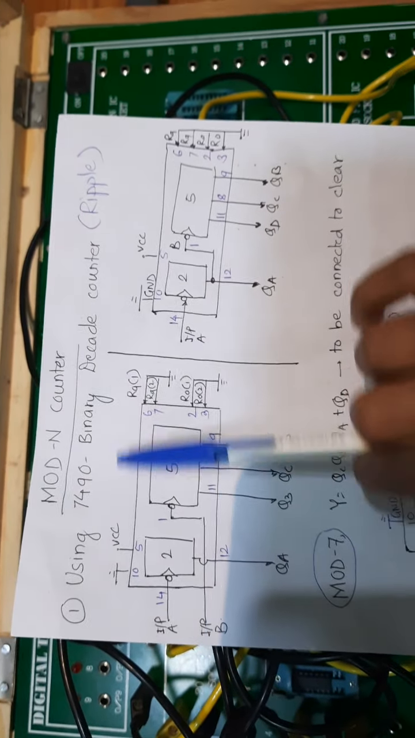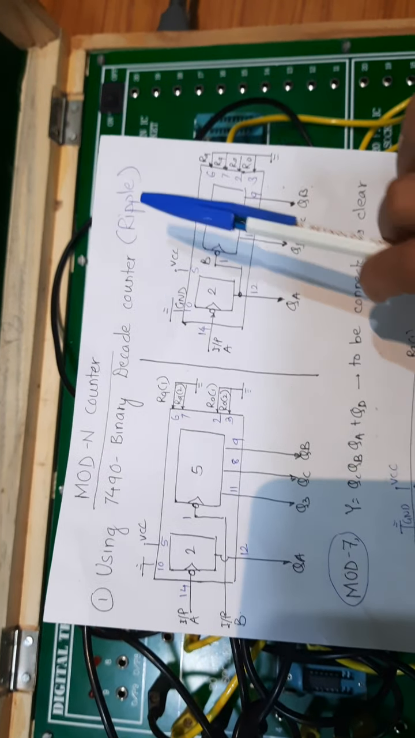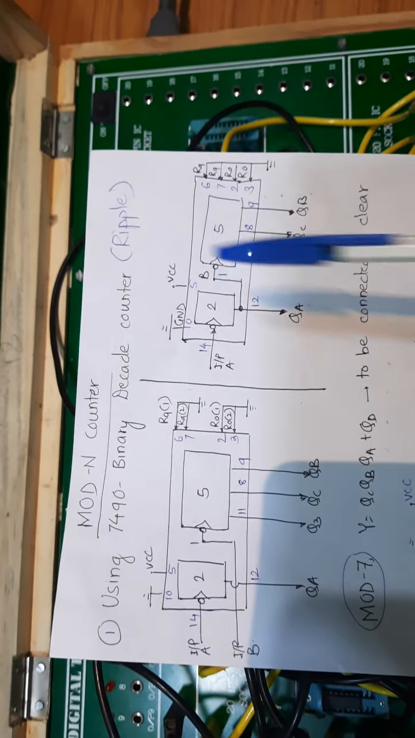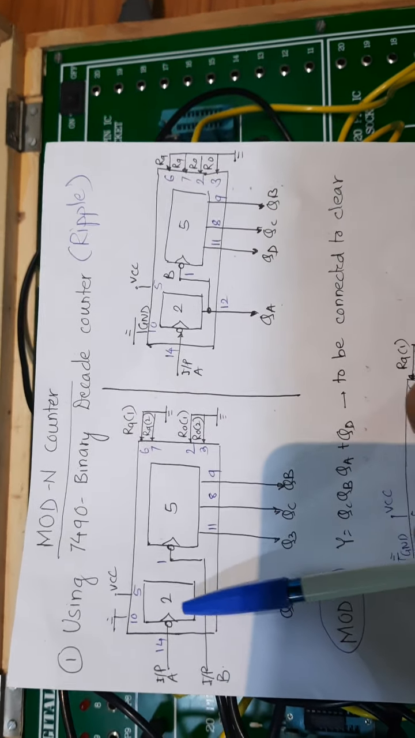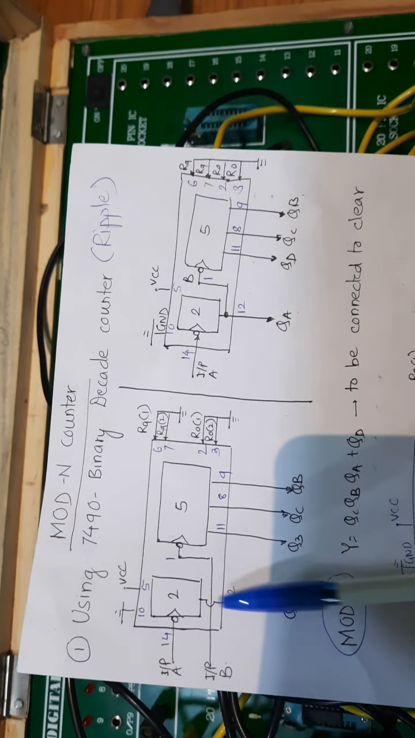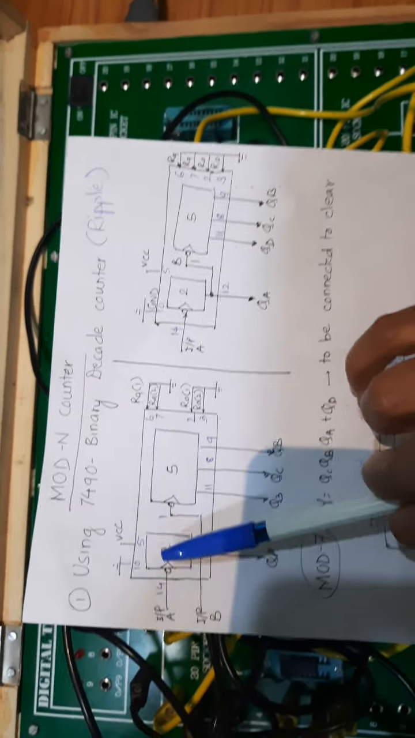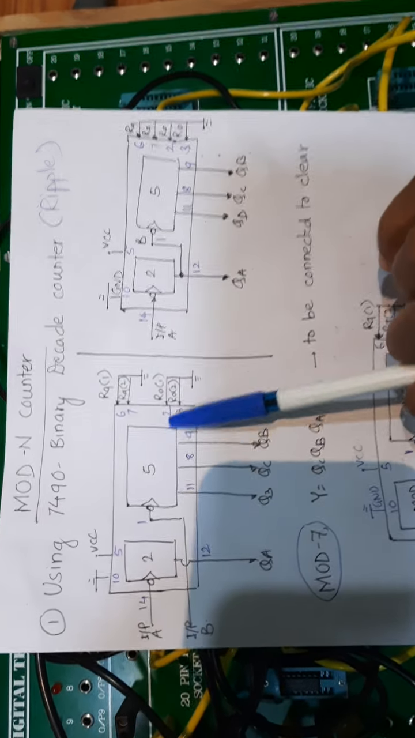The ripple counter IC is 7490, that is a binary decade counter. It is a ripple or asynchronous counter. Why is it an asynchronous counter? Because inbuilt it has two different counters within it. One is mod 2 and the other is mod 5. That means it has only 2 states and it has 5 states, that is from 0 to 4.